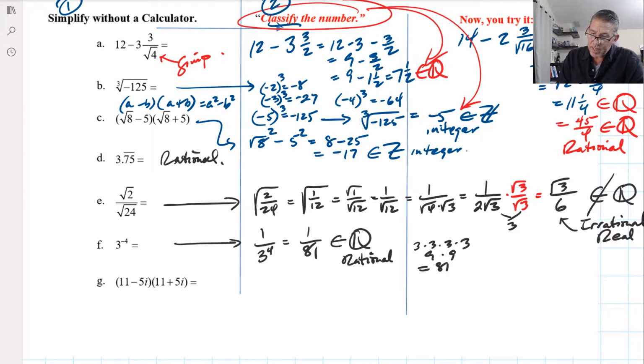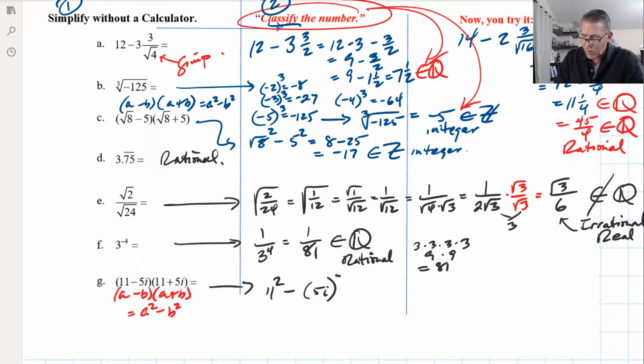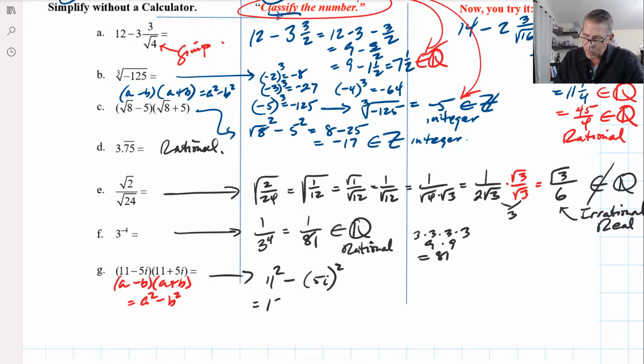Again, we're doing a lot of difference of squares here, guys. This is A minus B times A plus B, and this is always equal to A squared minus B squared. So all you have to do is take 11 and square it, take your 5i and square it. You square both and subtract. Okay, so you get 121 here, and you get minus 25i squared.